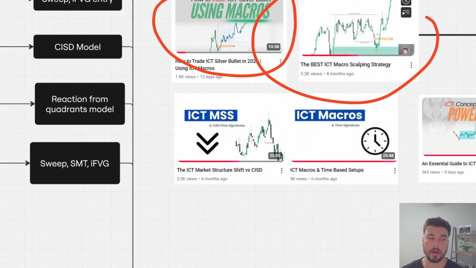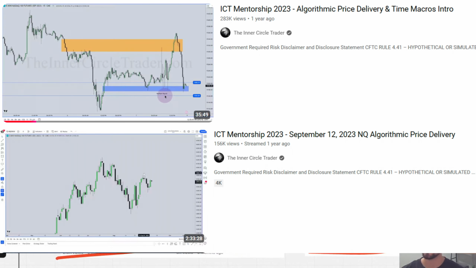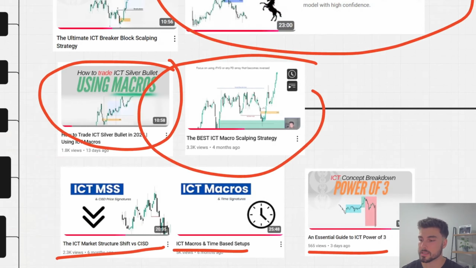And then going down here, guys, we've got a few other concepts. We've got market structure shifts, macros and time, and also power 3 as we zoom across. So these are the videos I recommend that I've got. And then what I'll actually do, guys, I'll put these on the screen now. I would watch these videos from ICT.